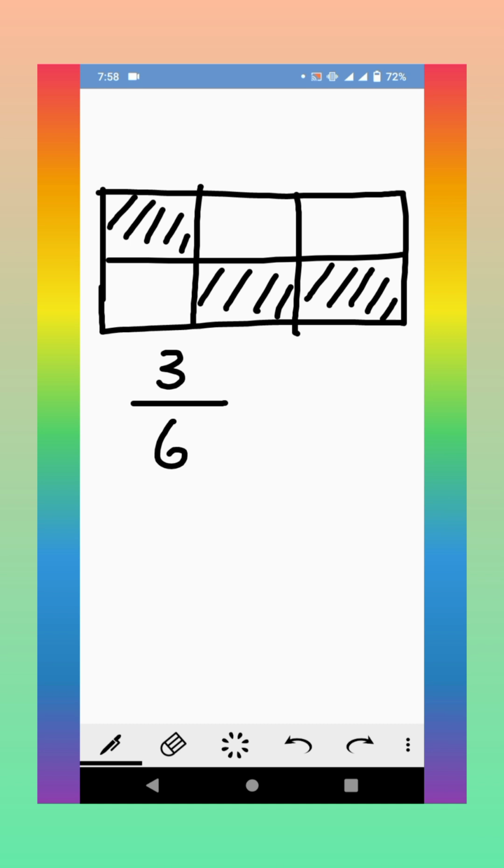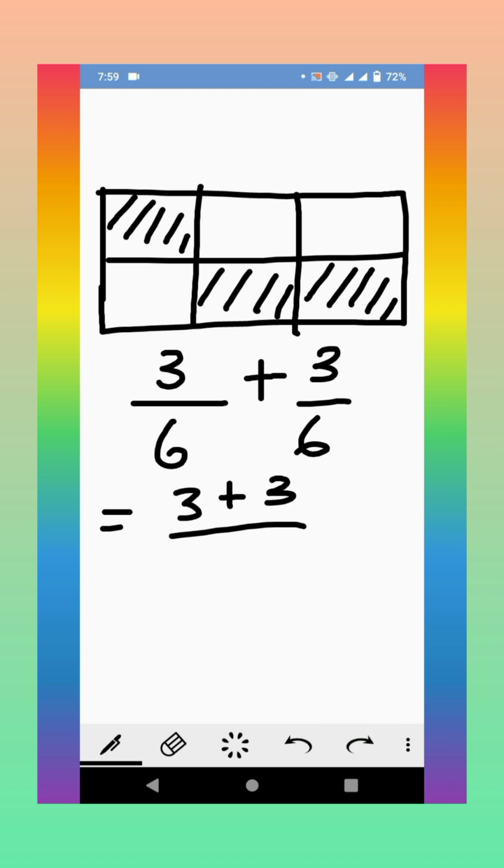The numerator tells you the portions that you are interested in, or the portion you are taking out of the portions that are actually shared, the total portions shared. All right, so the ones that are not shaded is also 3 over 6. You see that 3 over 6 plus 3 over 6 will surely give you 3 plus 3 over 6, which is 6 over 6, and eventually gives you 1.